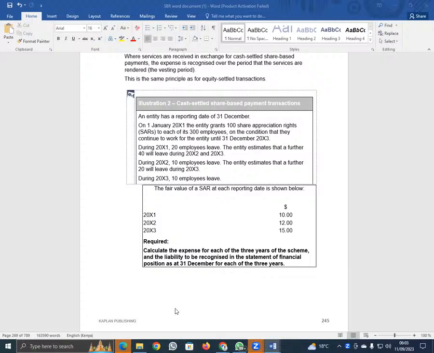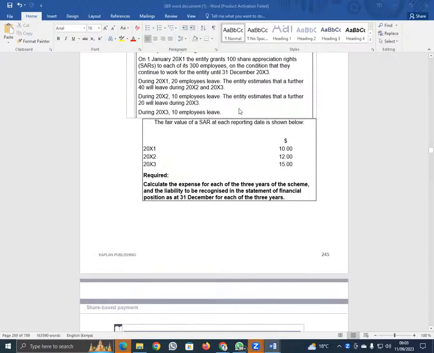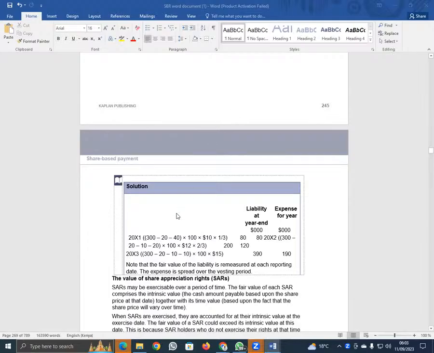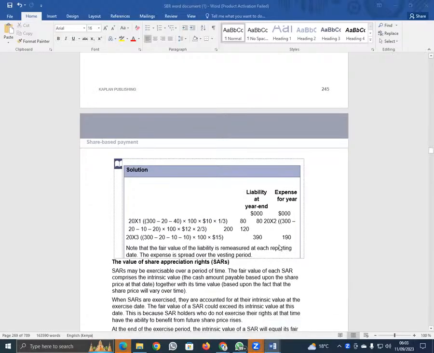Great, great. Let's mark for ourselves. These are the correct answers here. So the first one should be 300 minus 20 minus 40, which is 240. The next one is 300 minus 20 minus 10 minus 20. I don't know how many those will be. And then the last one, of course, is 260.